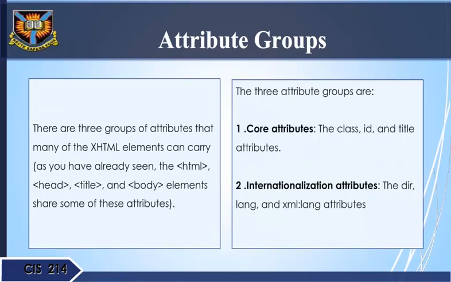There are three groups of attributes that many of the HTML elements can carry. As you have already seen, the HTML head, title, and body elements share some of these attributes. The three attribute groups are: one, core attributes, the class, id, and title attributes. Two, internationalization attributes, the dir, lang, and xml:lang attributes.